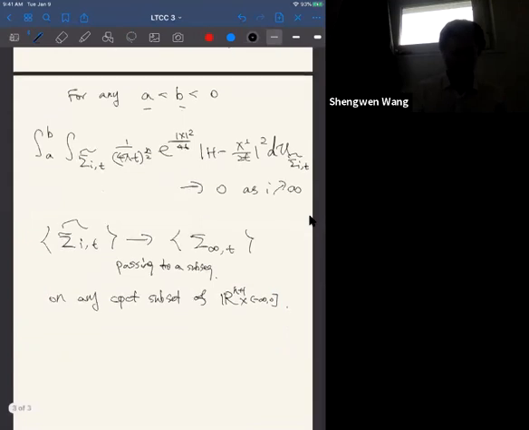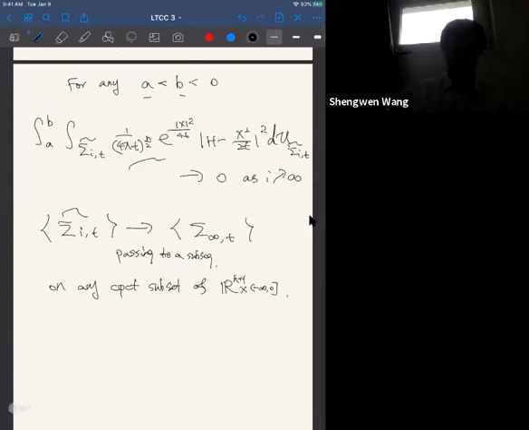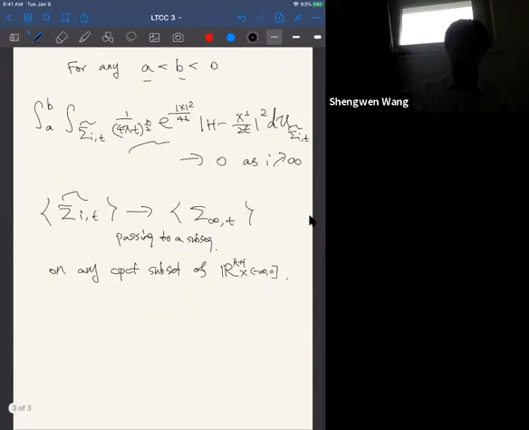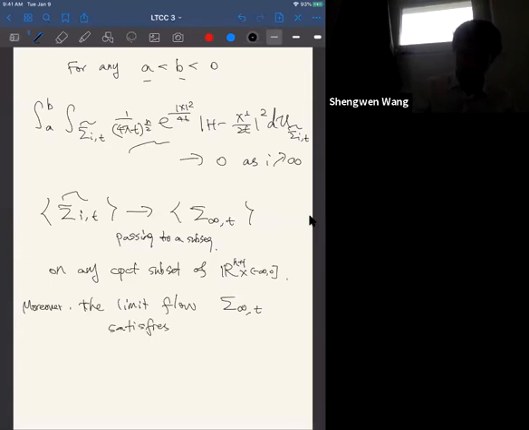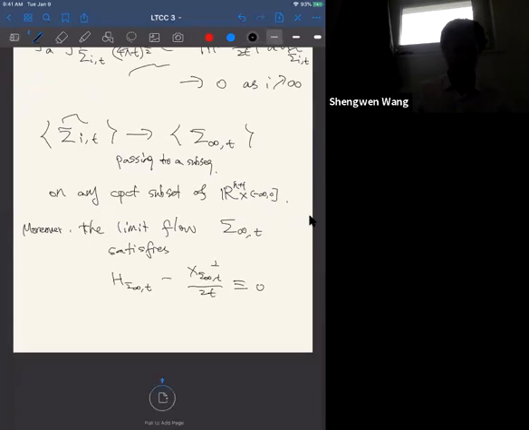Moreover, because this backward heat kernel is always positive, in the limit flow this integral is equal to 0, which means that the limit flow Sigma^infinity_t satisfies that H^infinity_t minus the position vector x^infinity_t projected to the normal direction, over 2t, is constantly equal to 0.